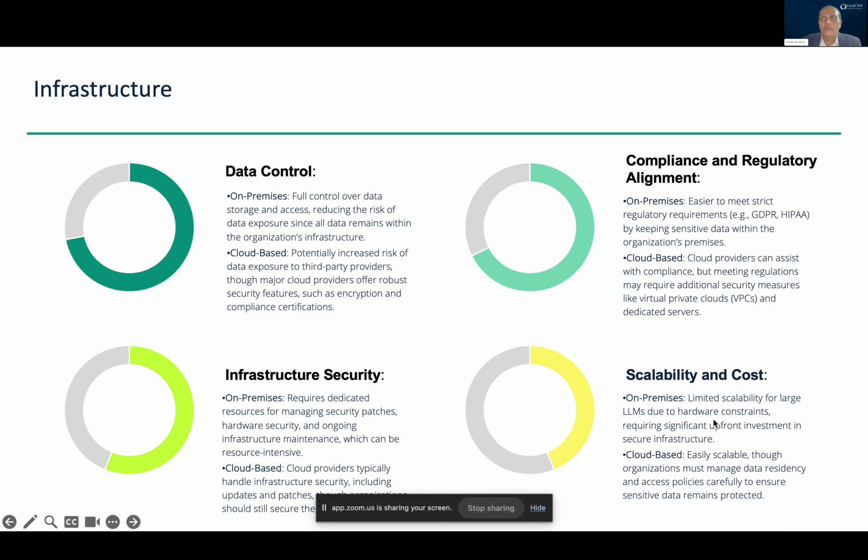So again, it is based on the compliance and regulatory needs of your organization, and where you have already invested. For example, let's say your organization already invested in on-premise, then try to leverage the best out of it. But bottom line is, it has to adhere to the security principles. That's the key.